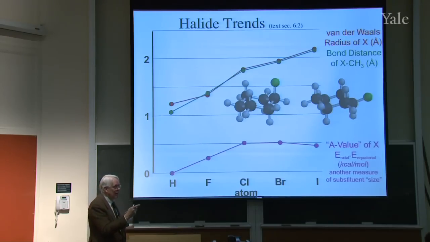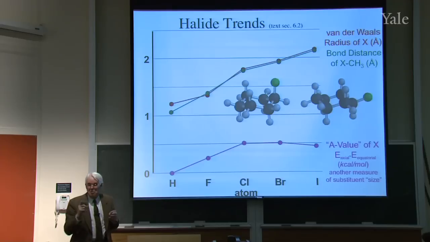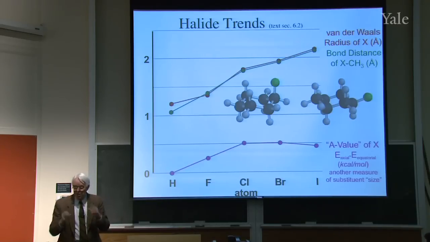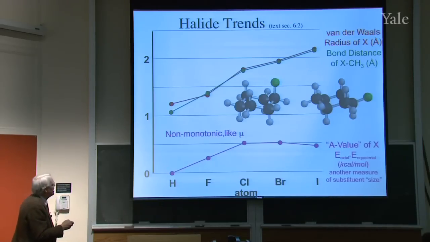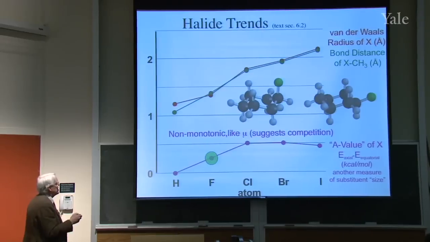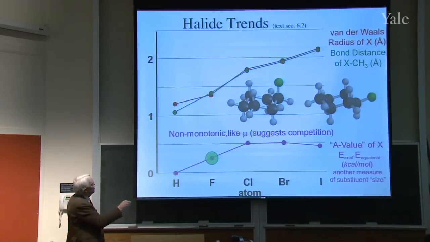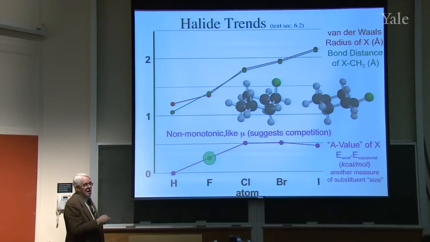The bond distance between the carbon and the substituent. Because the bond gets longer as the atom gets bigger, right? So it's not monotonic. That suggests there's a competition. So here's fluorine. That's what's shown here. And now watch this model as I change from fluorine to iodine.